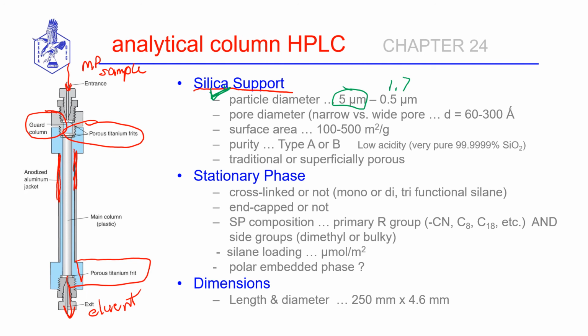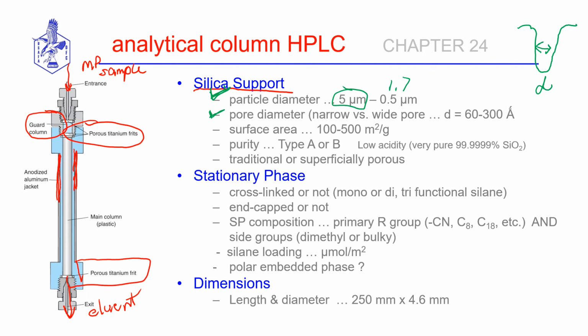Silica comes in different pore diameters. So if it's porous silica, we have those channels, the pores. And so what is the diameter across a pore? Okay, those are typically 60 to 300 angstroms, 60 considered narrow pore, 300 angstroms considered wide pore.